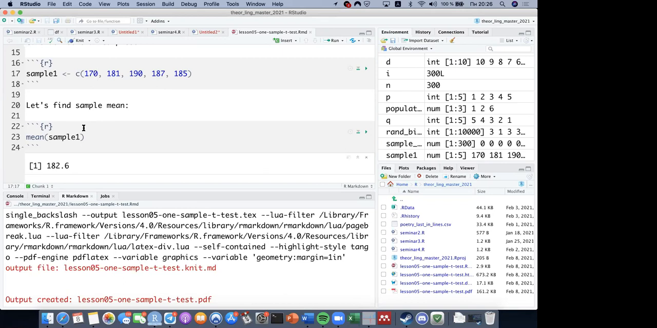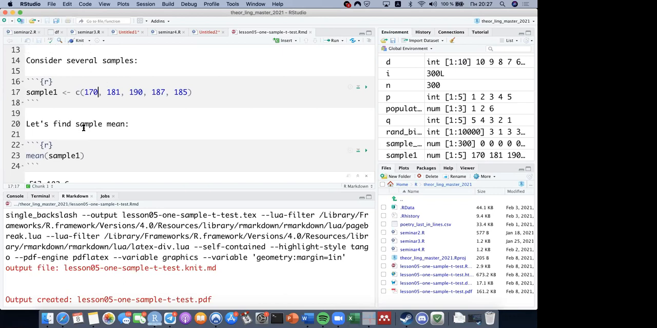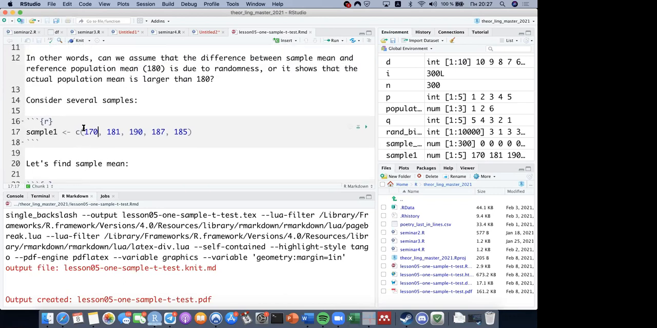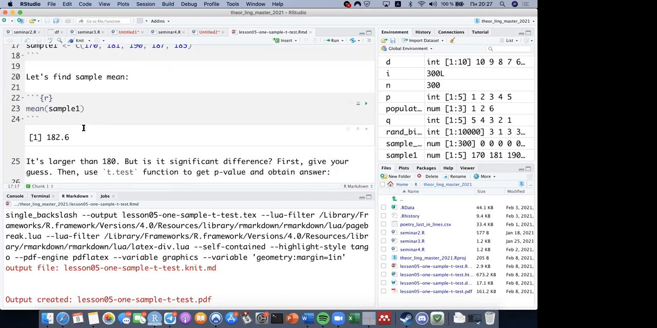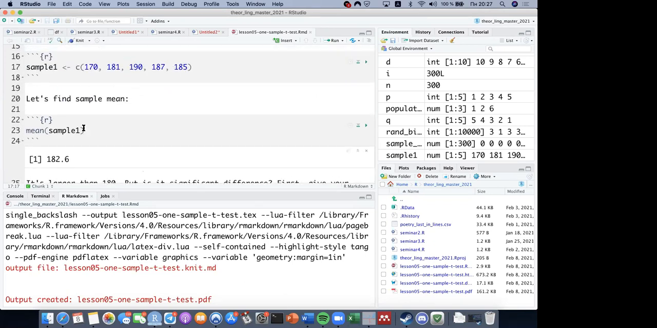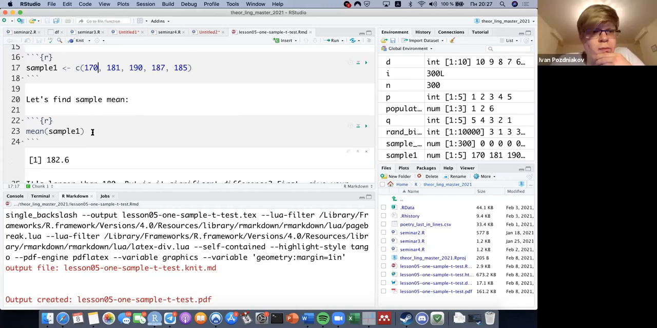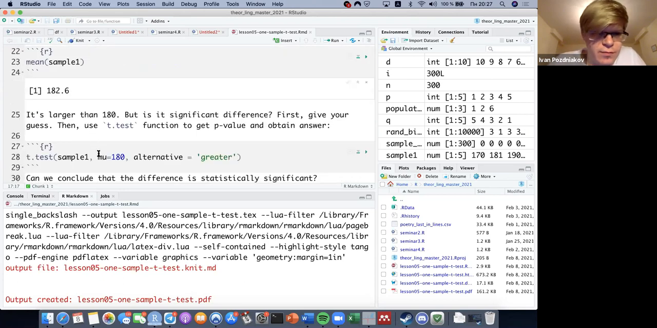Because if we divide 180 by 100, we will get 1.8. And if we multiply 1.8 by 5, we will get something around 9, and it is more than 182.6. Mm-hmm. Okay.